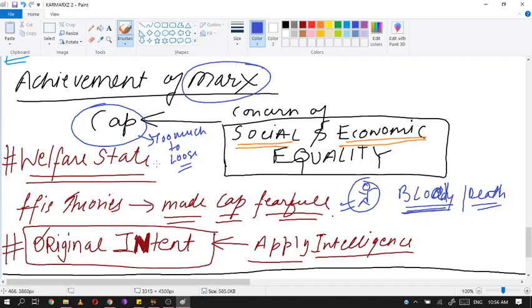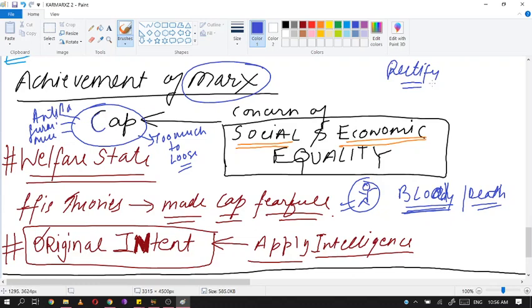Property, your Antilia in Mumbai, your Ferrari, your Mercedes, you can lose that. All the luxuries. Marx's ideas made capitalists aware that there are issues with capitalism and we need to rectify them. We need to solve it. How do we solve it?